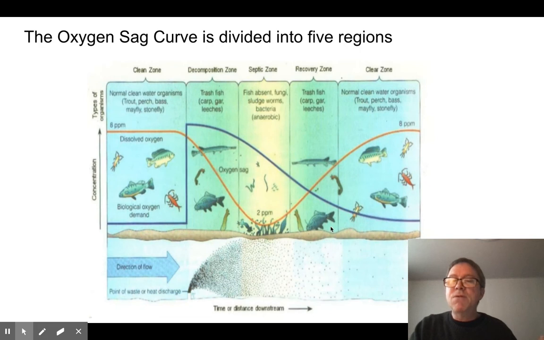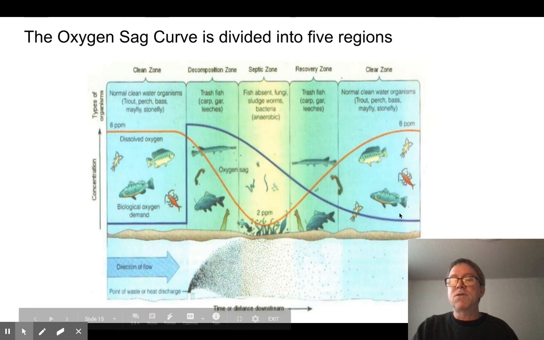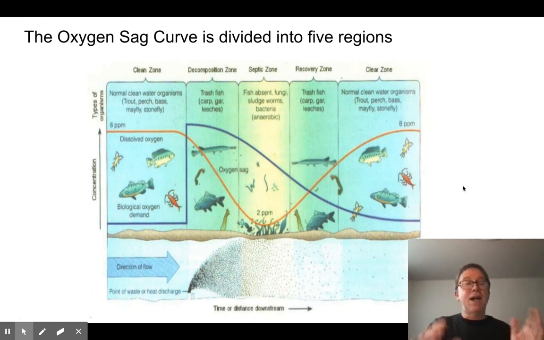But then eventually we get far enough away that the problem has sort of sorted itself out. What's going to get eaten has gotten eaten. What hasn't gotten eaten has gotten diluted enough that we go back to having clear water with high biodiversity of fish and invertebrates again. Okay, I love that graphic.